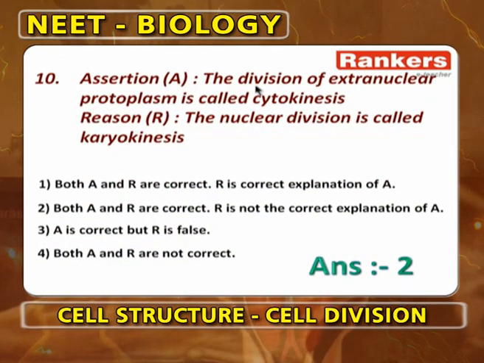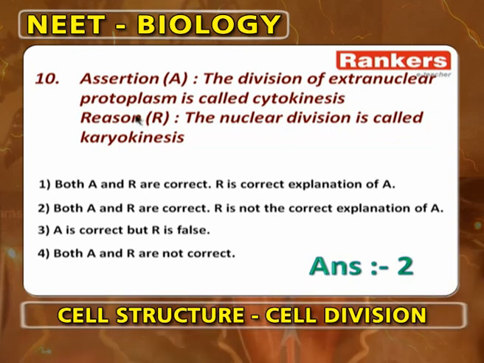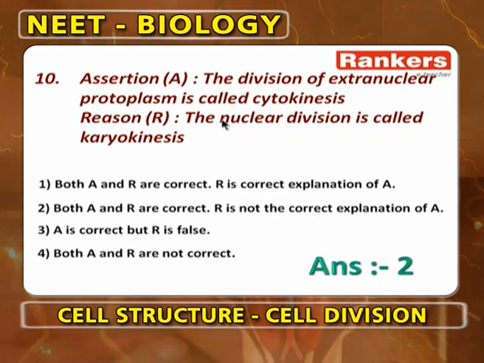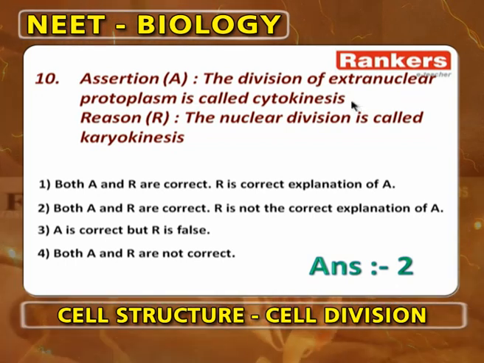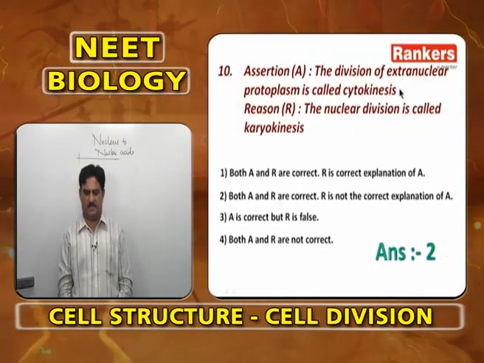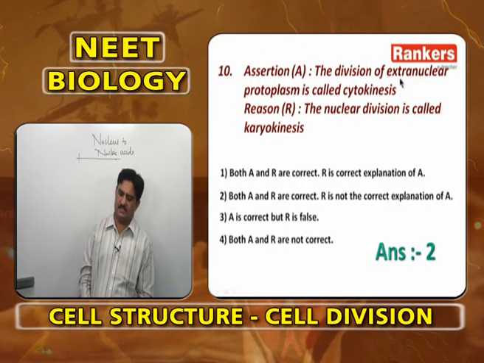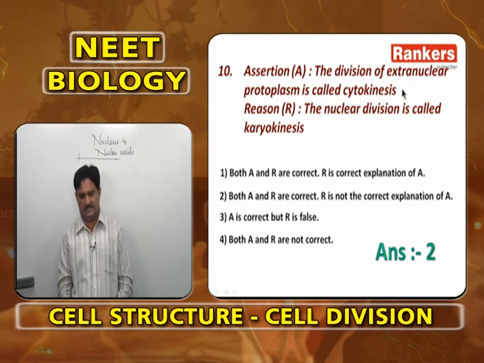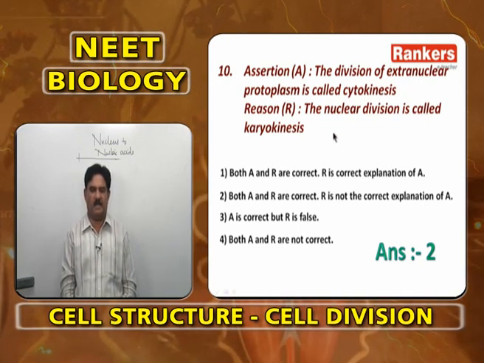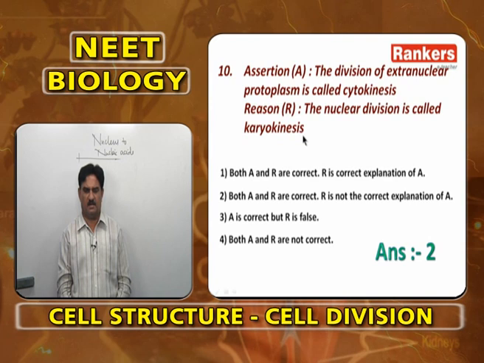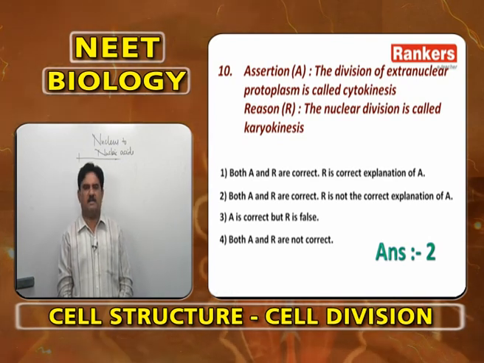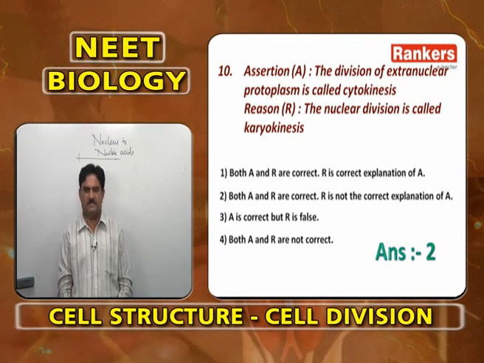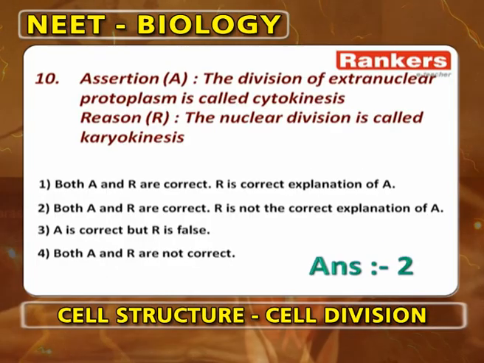Next assertion: the division of extranuclear protoplasm is called cytokinesis. Extranuclear protoplasm is cytoplasm. So division of cytoplasm is cytokinesis, or division of extranuclear protoplasm. The statement that nuclear division is called karyokinesis is correct, but both are not linked with each other. So both A and R are correct, but R is not the correct explanation of A. Answer is 2.